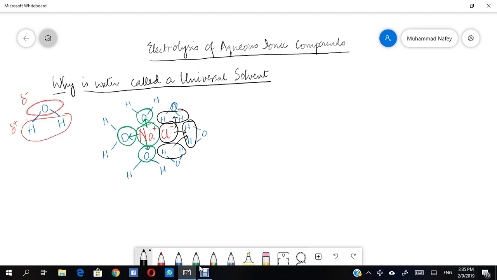Now, as a result of this tug of war, the electrostatic forces that hold the ionic compound together are eventually overcome. And therefore, in aqueous solution, the sodium chloride crystal is going to give mobile sodium ions and mobile chloride ions. So let's write this down here.